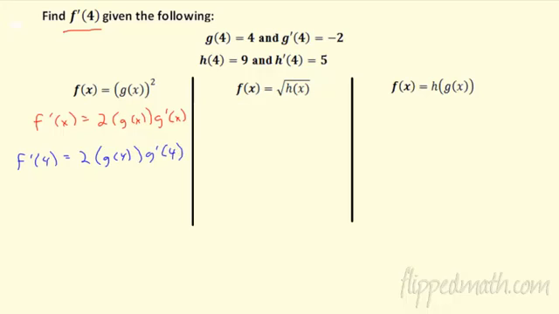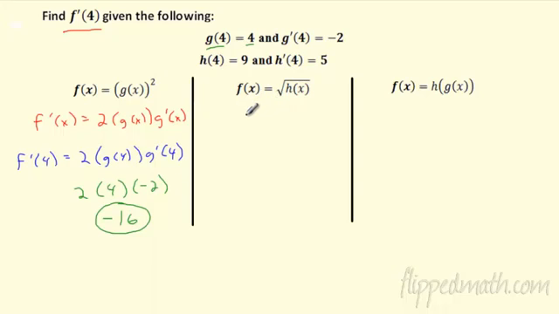Now it's just a matter of a little plug and chug. Let's plug some numbers in. This will be 2 times, what's g of 4? g of 4 is 4. That's nice. So we got 2 times 4. g prime of 4 is negative 2. So 2 times 4 is 8, times negative 2 is negative 16. Awesome. Very, very nice.